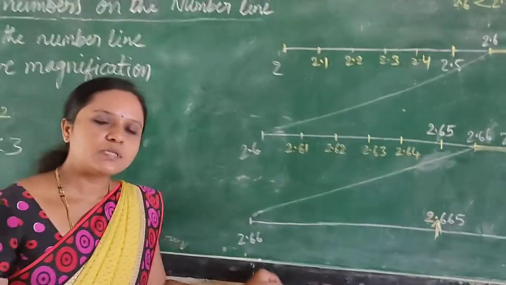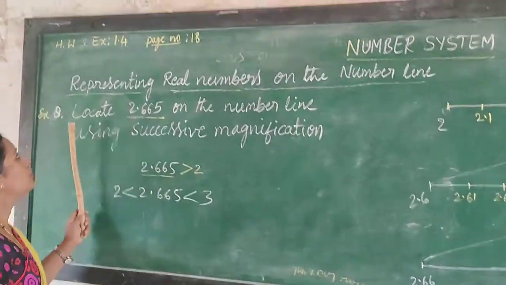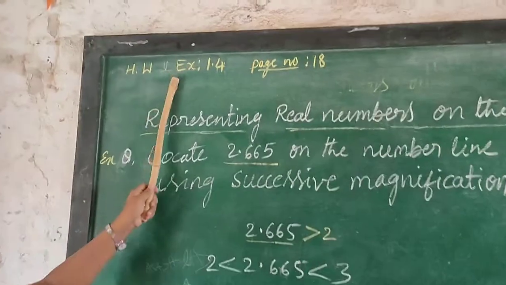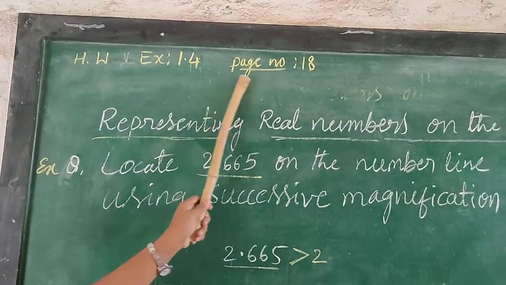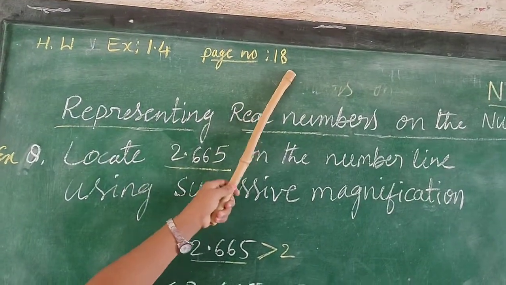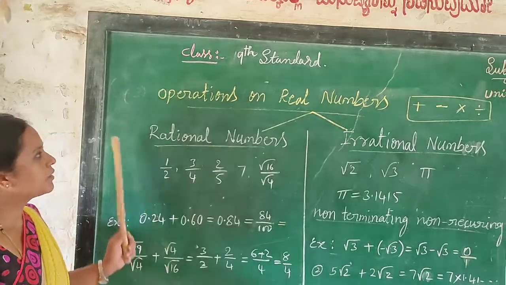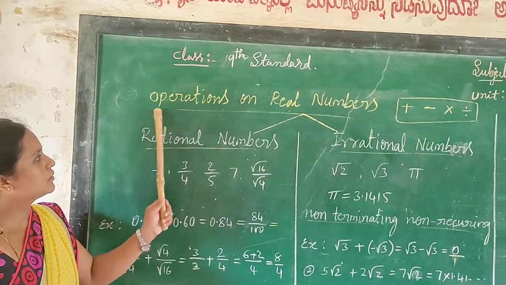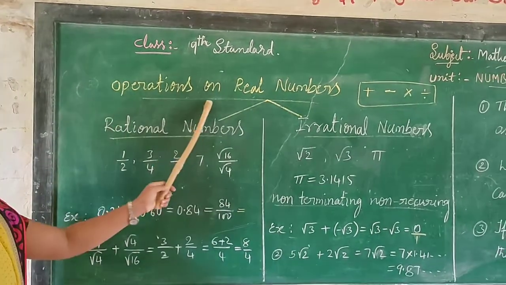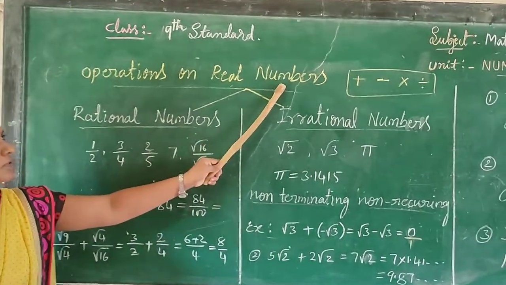So, today I will give some homework. Take down the homework. Homework is exercise 1.4 of page number 18. You can work out these exercise problems. Now, we are going to the next part. The next part is operations on real numbers.